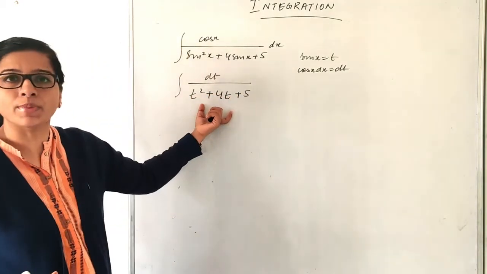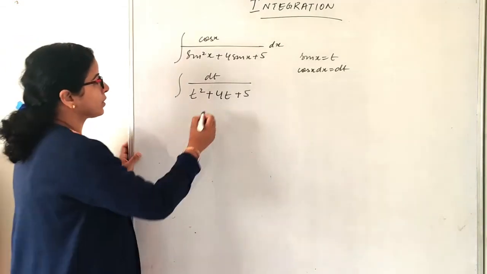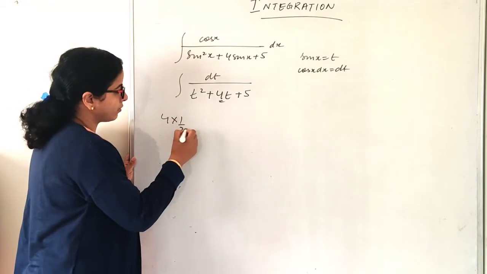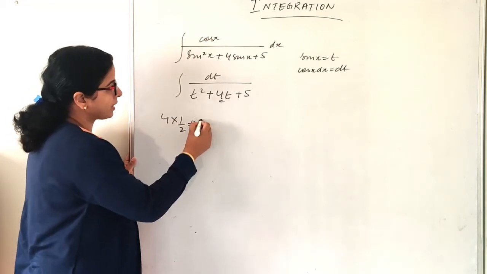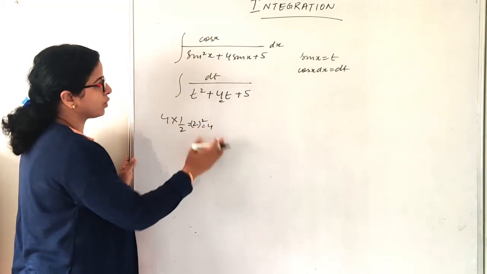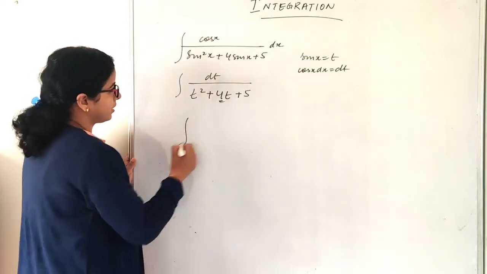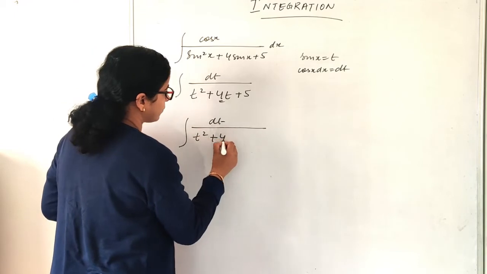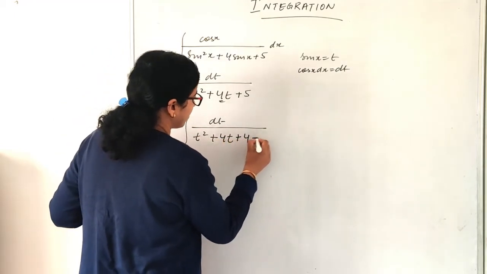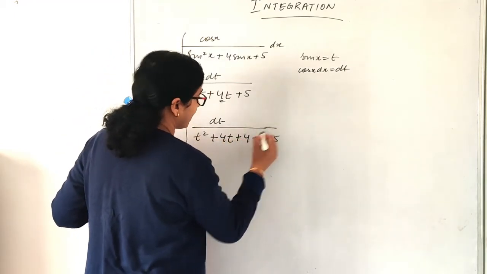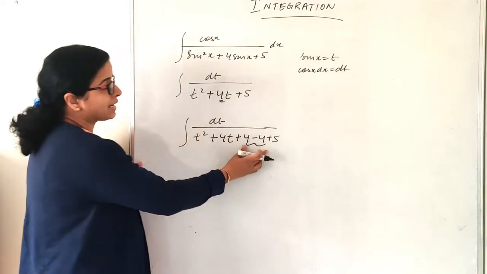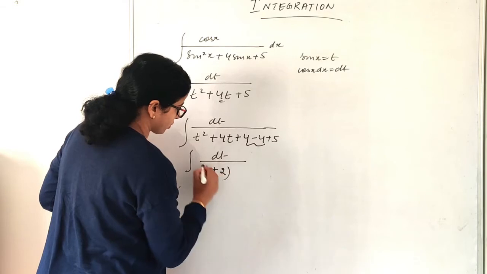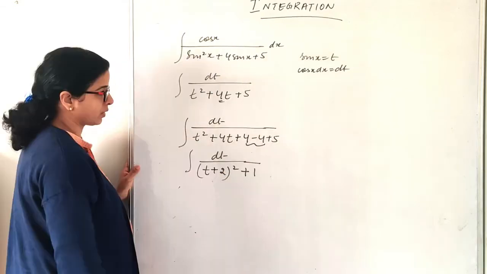Now we will make it a perfect square, right? So what we are going to do, coefficient of t is 4, multiply by half, what you are getting? 2, square that part, so what you will get? 4. So plus 4 minus 4, okay? So dt upon t square plus 4t plus 4 minus 4 plus 5, correct? This part I have added and subtracted from my side. So basically what I am getting, t plus 2 whole square plus 1, okay?